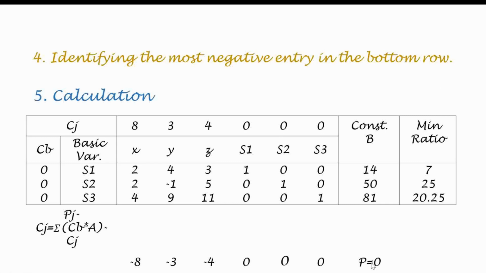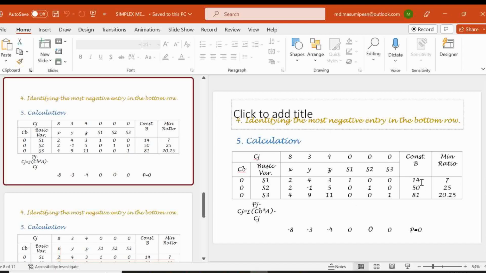And the last one, here is p equal to 0, where we multiply this with this with this, and we add this one. Okay. We multiply 14 with 0, 50 with 0, 81 with 0, and we sum up those things to make our pj value here, which is 0.